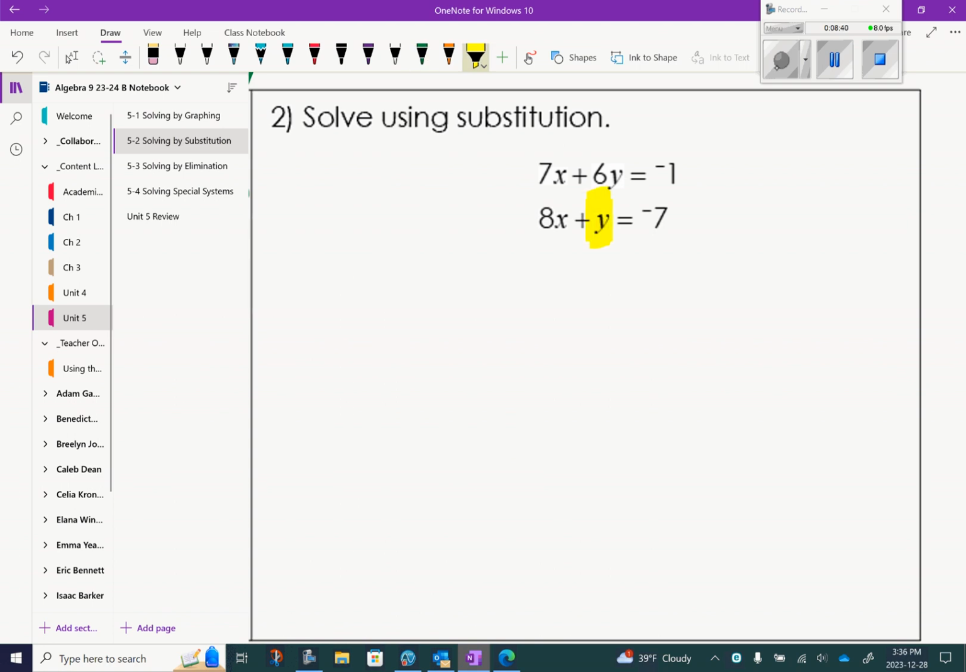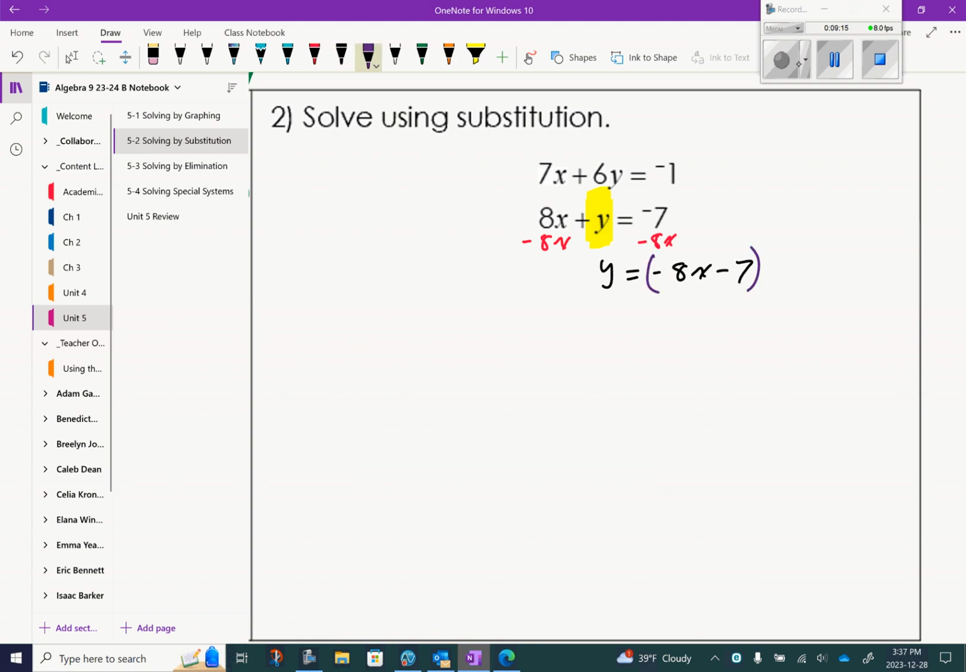What jumps out at me is that y has a coefficient of 1. It would be really easy, well, certainly easier than the first one, to take that second equation and solve it for y. So let's do that. I'm going to subtract 8x from both sides. So y equals negative 8x minus 7.